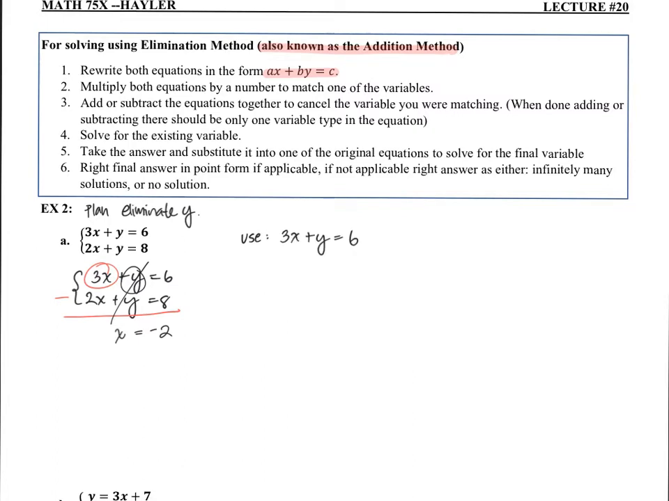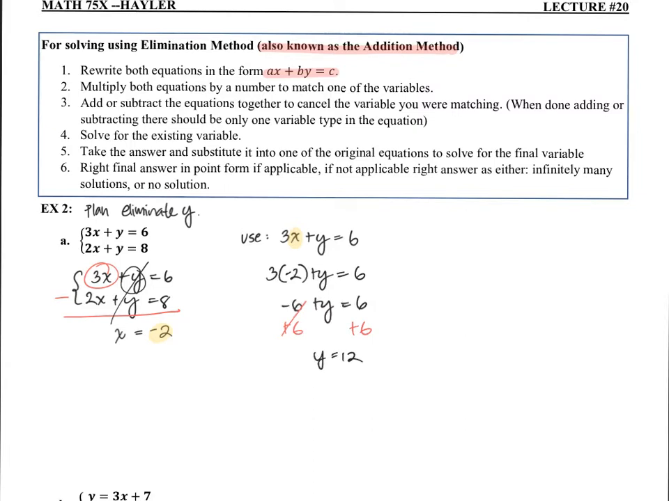Normally use the simpler equation. And let's sub negative 2 in for the x value and solve. So 3 times negative 2 plus y equals 6. Negative 6 plus y equals 6. Let's add 6 to both sides to get y by itself. And we're left with y equals 12.